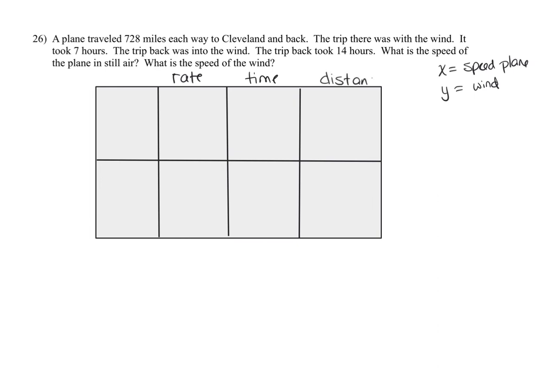We know the distance. What is the distance? 728, right? So on the way there, they were going with the wind. So their rate on the way there is going to be the airplane's speed plus the wind, because the wind is helping them. So we're going to say x plus y, because the wind is helping them. And we know how long it took them. It took them 7 hours. All right.